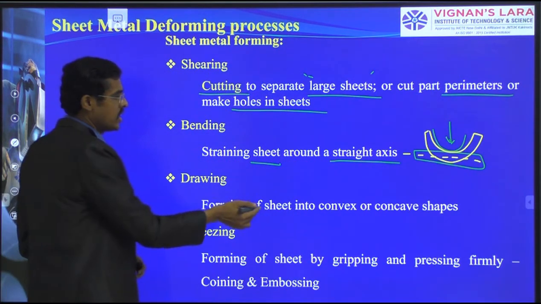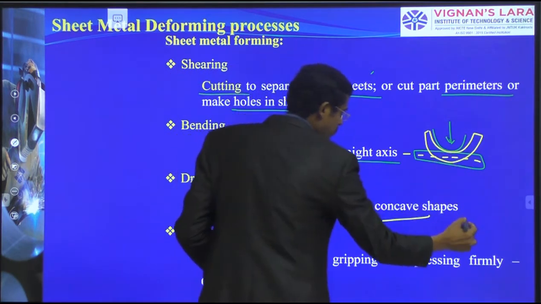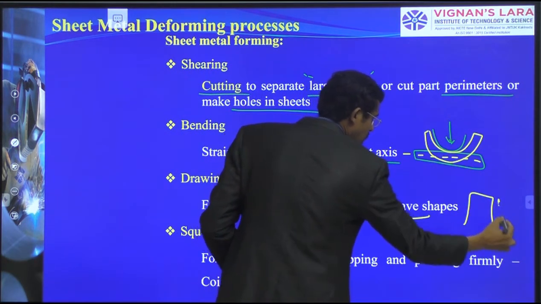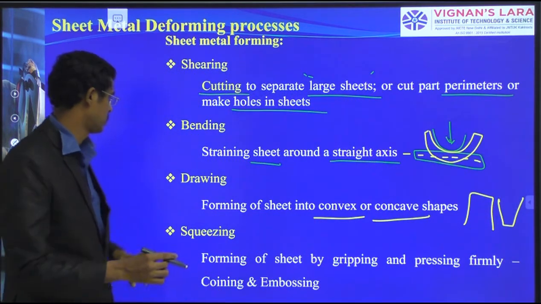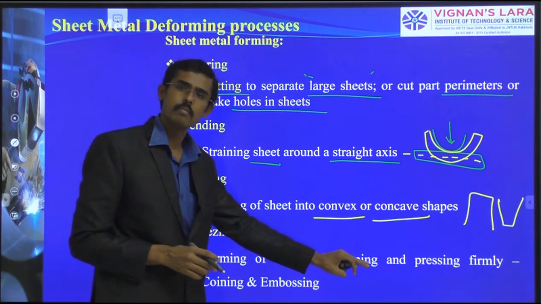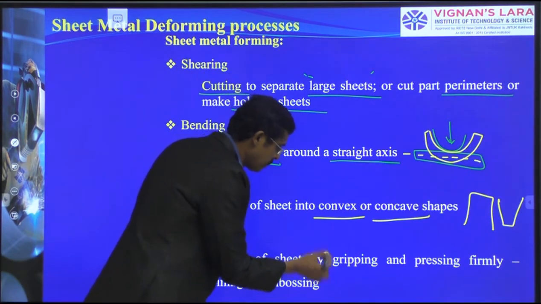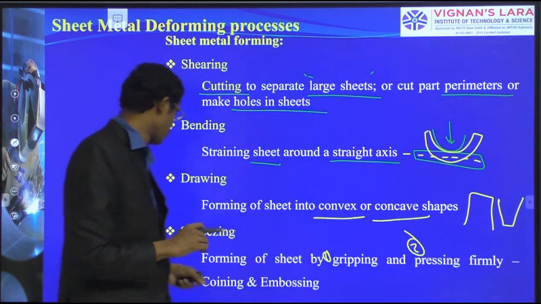Drawing, forming a sheet into convex or concave shapes. So the same sheet we have to make into a convex or concave shape by deep drawing or drawing operations. Squeezing, we are going to press. Forming a sheet by gripping and pressing firmly.